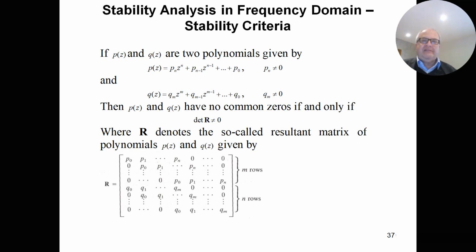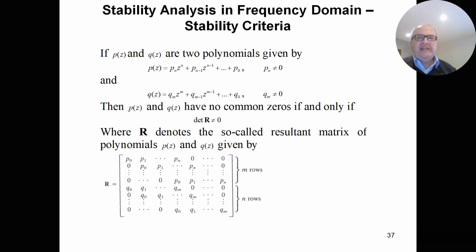P(z) and Q(z) are two polynomials in one variable z that do not have a common factor, that is, do not have a common zero, if and only if this determinant is not zero. And what is this determinant? This determinant is called the resultant: the determinant of the matrix R is called the resultant. And the resultant matrix can be formulated as follows.